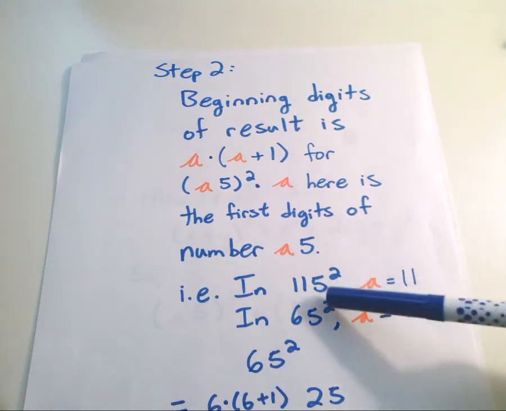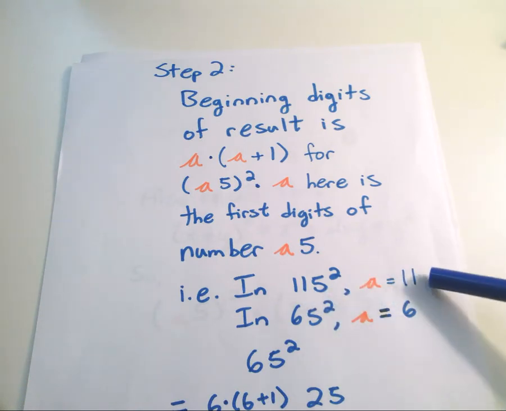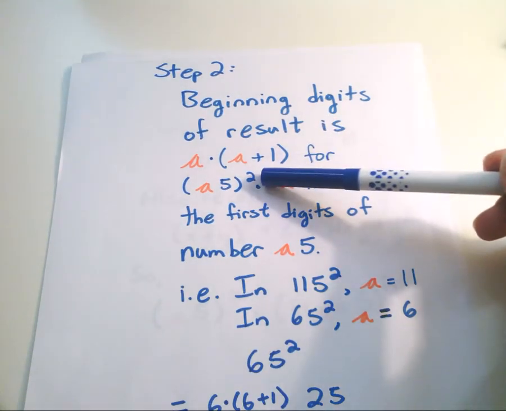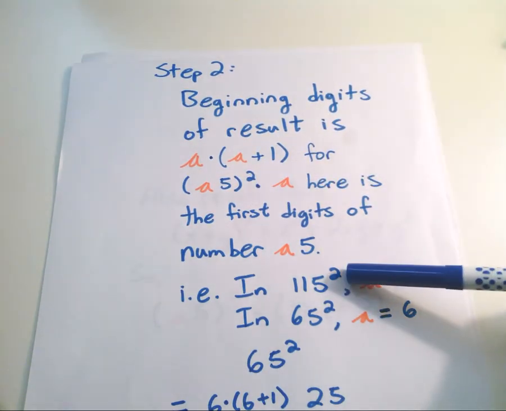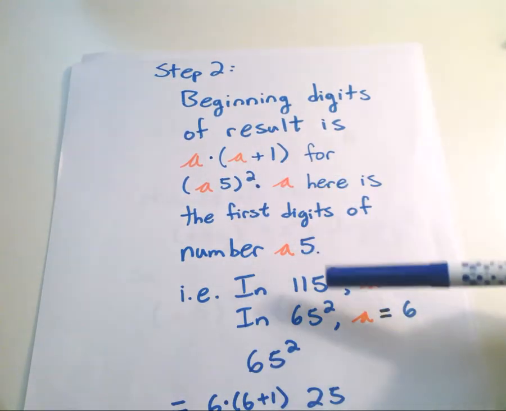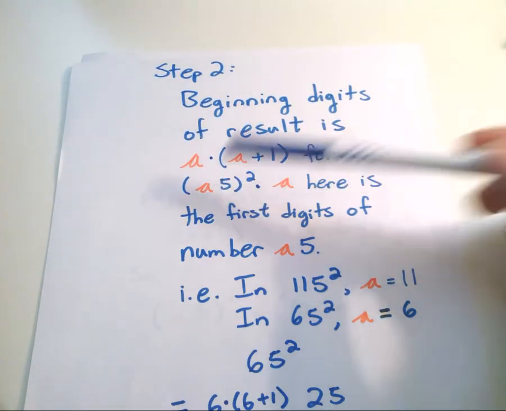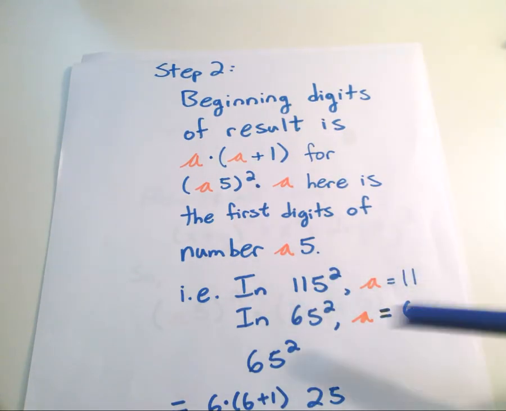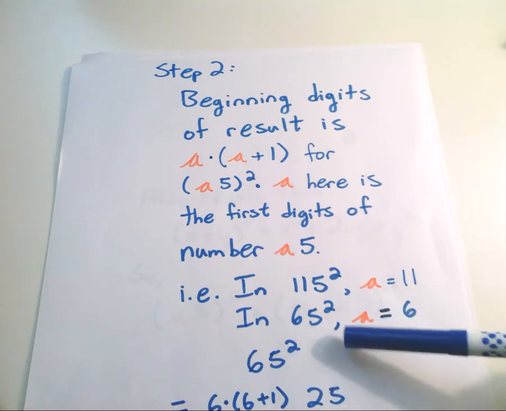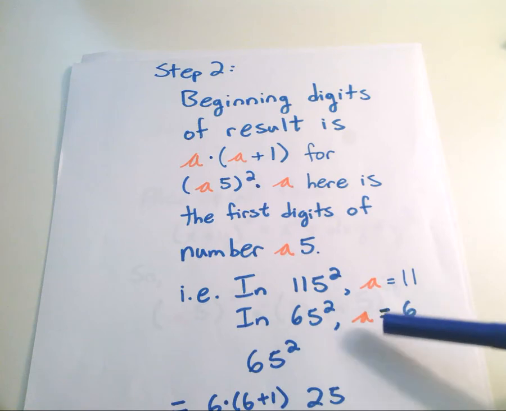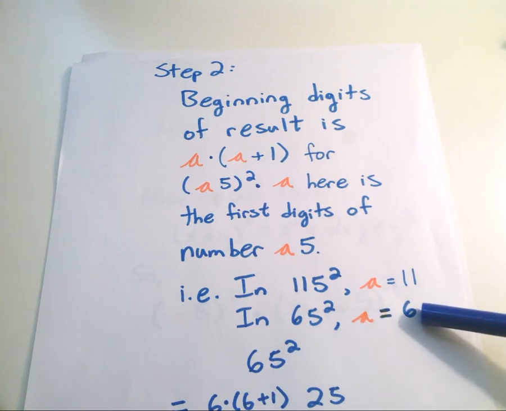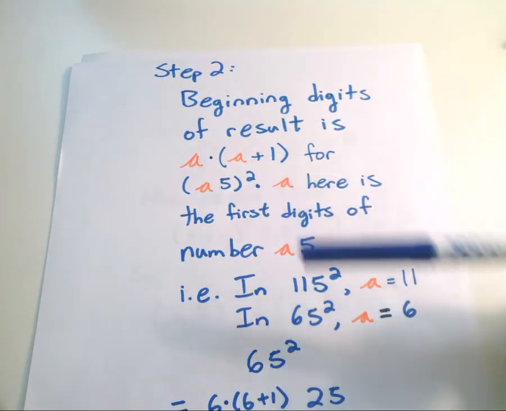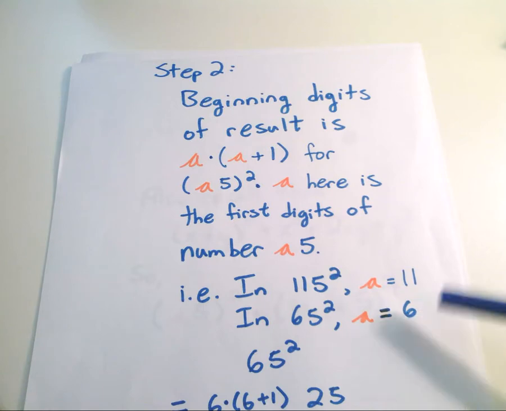So if I have 115 squared, a will be 11. Why? Because if we look at this a5 squared and look at 115 squared, we can see that 5 matches with 5 and a is going to match with 11. So that's why a is 11. Similarly, continuing our earlier example of 65 squared, we can see that a is going to be 6 for the same reasons. 5 corresponds with 5 and a corresponds with 6. That's why a is 6.